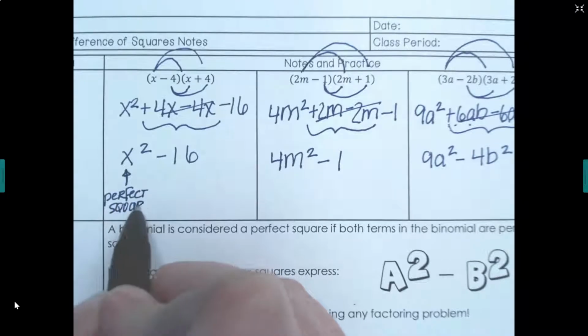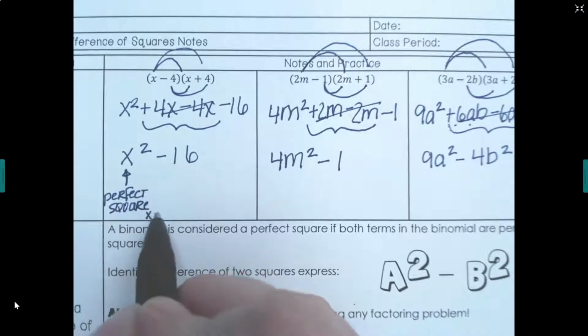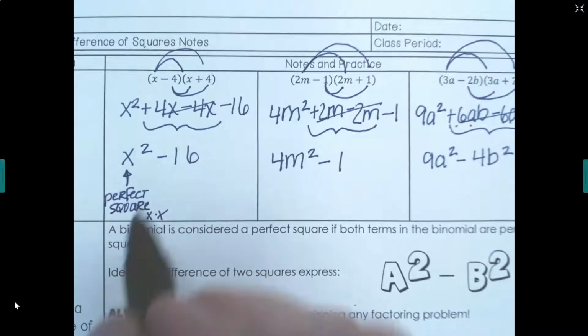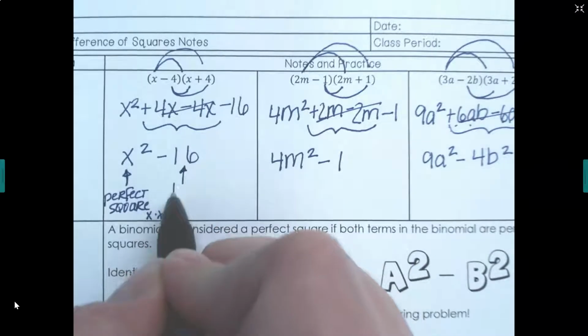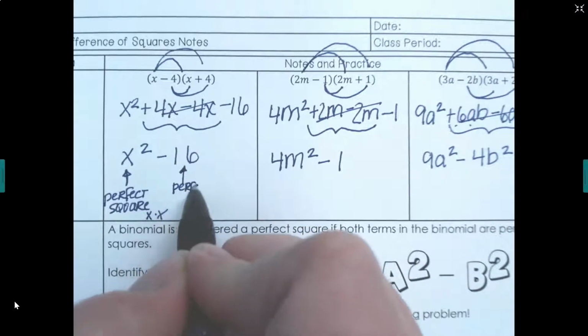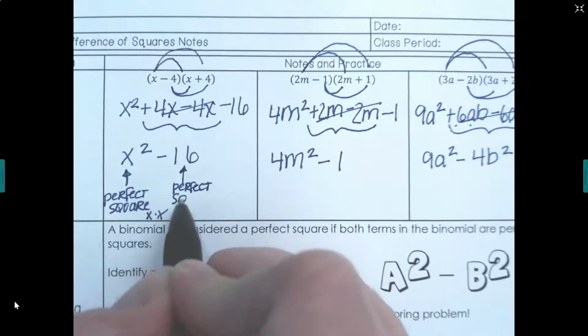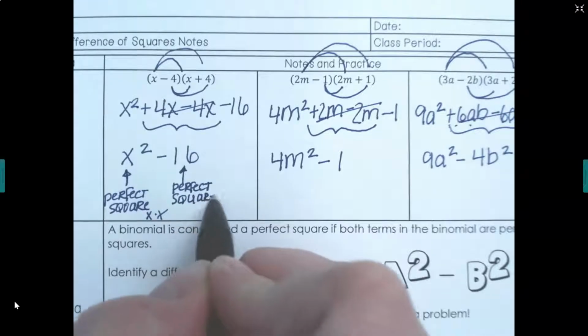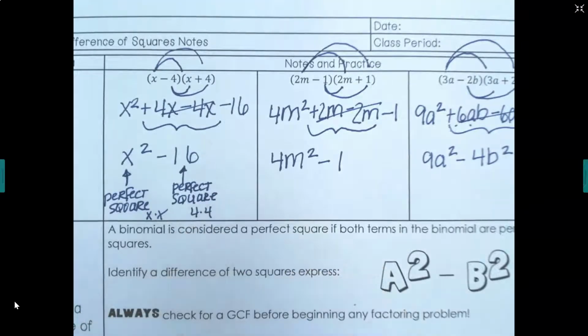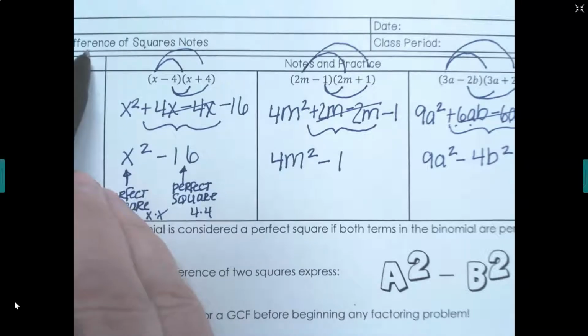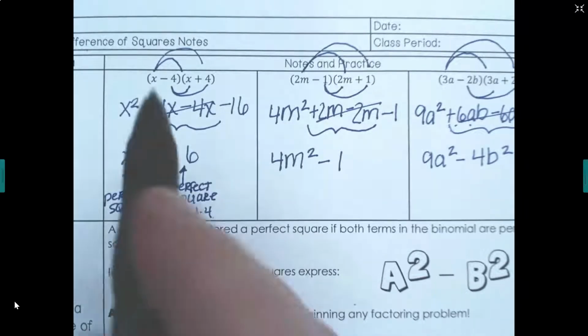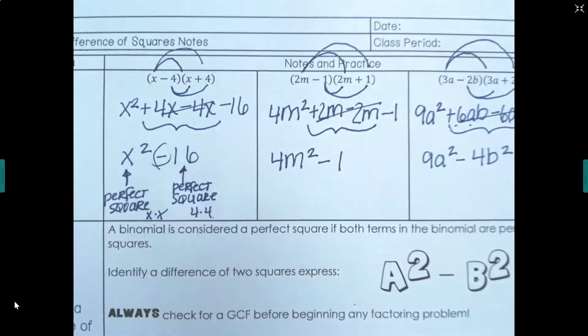X squared is a perfect square because it's x times x. 16 is also a perfect square, and we got it from multiplying 4 times 4. Okay, and the factor, the difference of squares. So I had two perfect squares with subtraction between them.